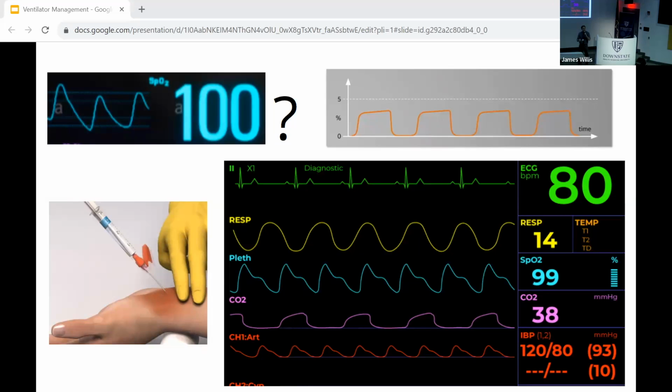Because again, if we try to normalize these numbers, we may actually cause harm. And we're trying to do all of this while not affecting the hemodynamics as well. Remember, the lungs and the heart, they're in the same cavity, so there's a lot of interactions where if you perturb one system, you could potentially perturb the other.